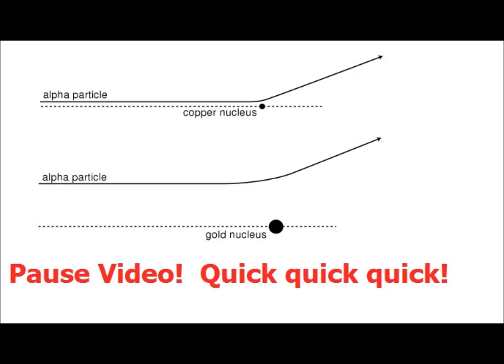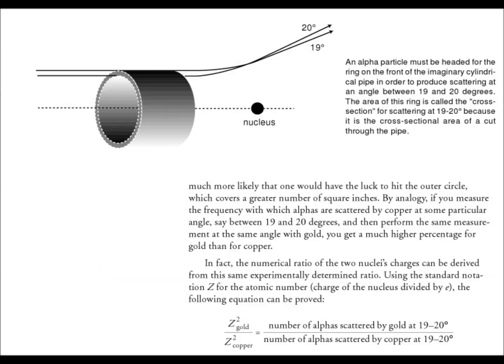It's much more likely that one would have the luck to hit the outer circle, which covers a greater number of square inches. By analogy, if you measure the frequency with which alphas are scattered by copper at some particular angle, say between 19 and 20 degrees, and then perform the same measurement at the same angle with gold, you get a much higher percentage for gold than for copper. In fact, the numerical ratio of the two nuclei's charge can be derived from the same experimentally determined ratio.